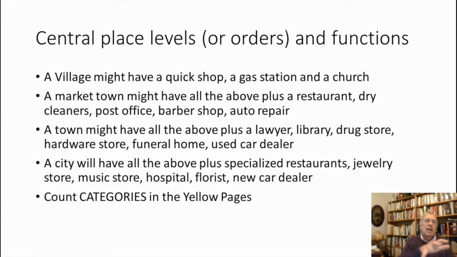Now, each level has everything below it. So, of course, the market town has a quick shop. Of course, the market town has a gas station. Of course, it has a church. But in addition now, it might have a restaurant. Maybe this is just like a lunch counter type of place. Maybe it has a dry cleaners. Maybe it has a post office, a barber shop, a hairdresser, probably auto repair, and so forth. That's a higher level town, if you think of it that way.